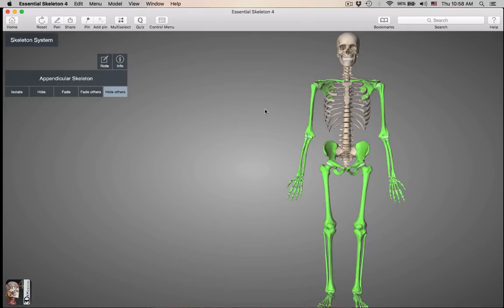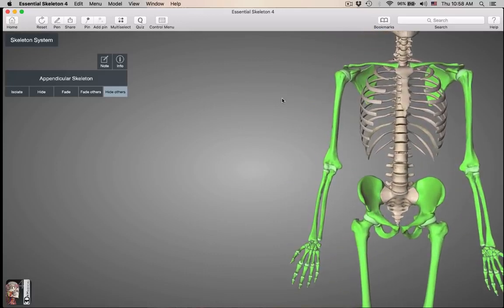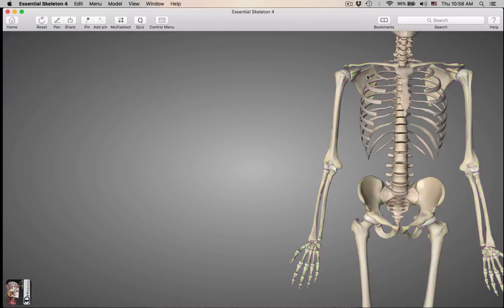Girdles here are the bones that connect the limbs, either the arms or the legs, to the axial skeleton. So let's get started. This video is just going to be going over the pectoral girdle. The pectoral girdle are the two bones. Pectoral, remember, means chest. So the pectoral girdle are just the two bones that connect the upper limbs to the axial skeleton.